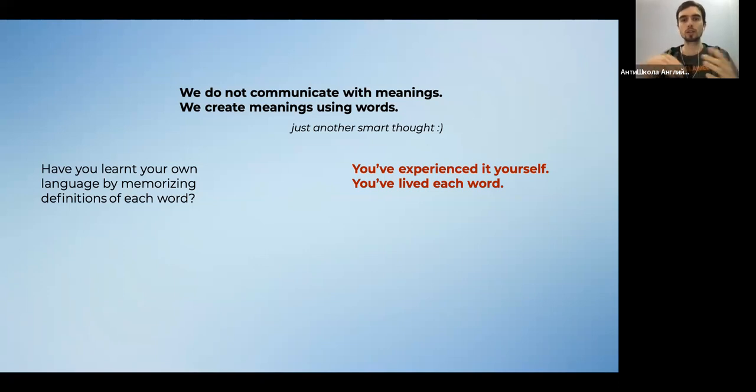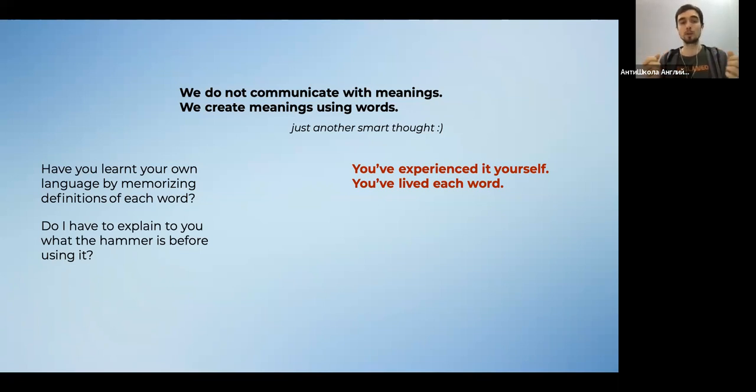How do I know it? I just lived through this, right? You've lived each word. So do I have to explain to you what a hammer is before using it? I give you the hammer, you will just hit with it. Just take it and hit. You're not going to open the dictionary and say, okay, hammer is this.